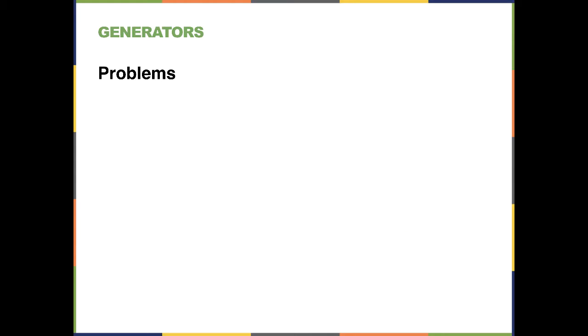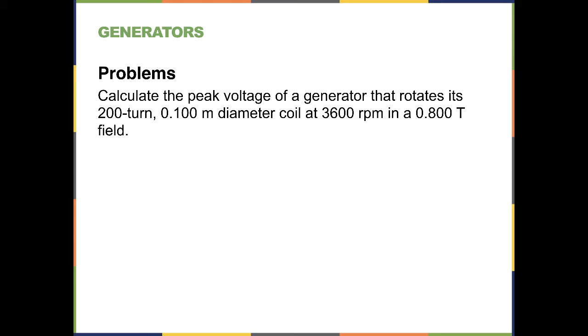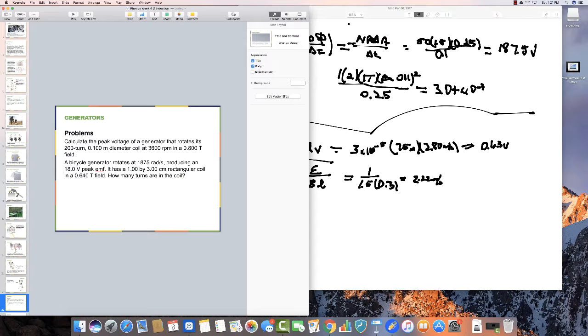So let's look at a couple of problems related to generators. Calculate the peak voltage of a generator that rotates its 200-turn, 0.1 meter diameter coil at 3,600 RPM in a 0.8 Tesla field. Now let's look at how we would do this.